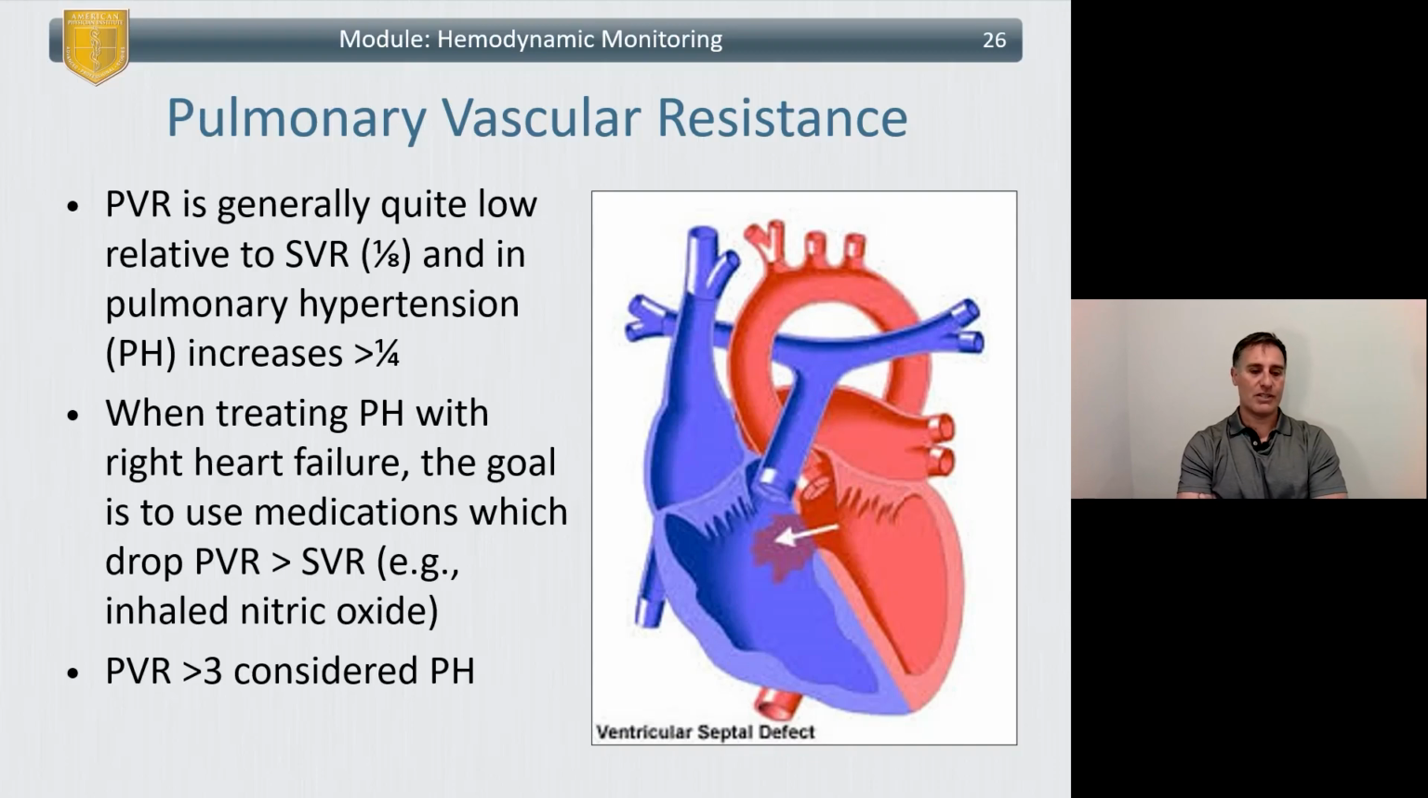And the standard is essentially that if the PVR is greater than 3 Wood units, that's considered pulmonary hypertension in all settings, and some people would even go lower than that. But in those situations, you consider treatment with agents such as inhaled NO or Bosentan, and really, I think that's getting a little more into the cardiac physiology side of things. But from a monitoring perspective, the key here is you got to be able to measure it. And so a right heart cath, which is essentially the same as a pulmonary artery catheter, except frequently you're also measuring oxygen saturations, is the way that you're going to be able to make this diagnosis.